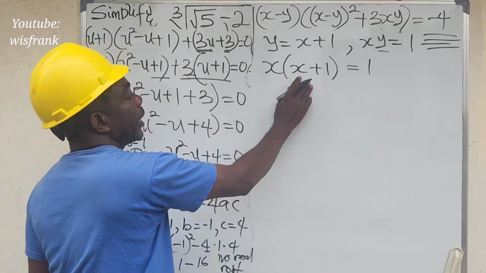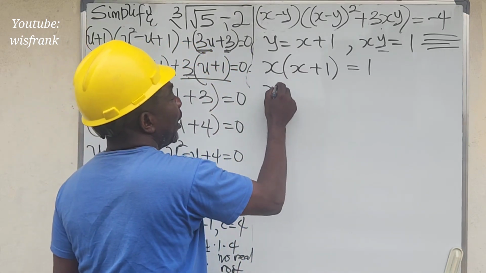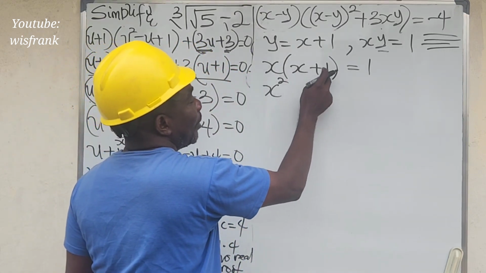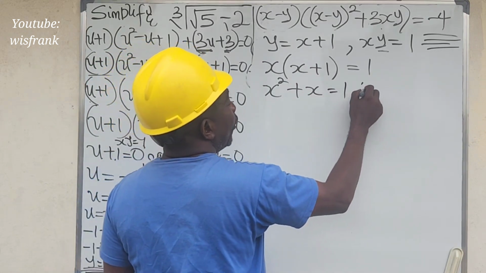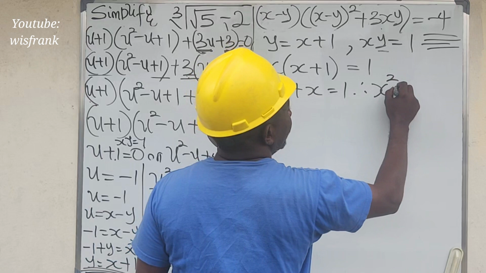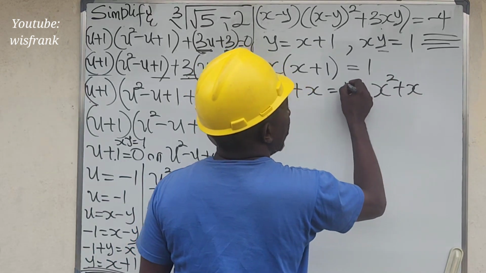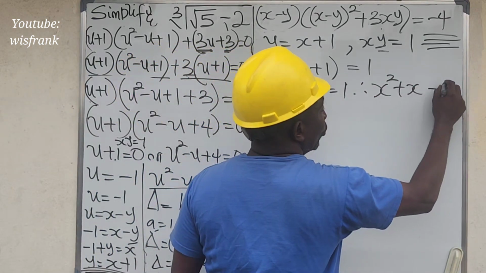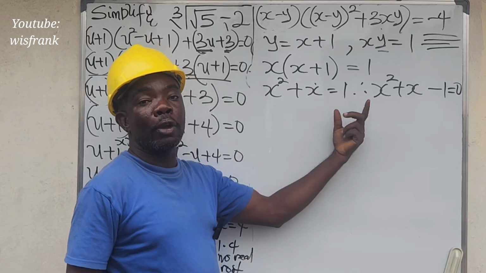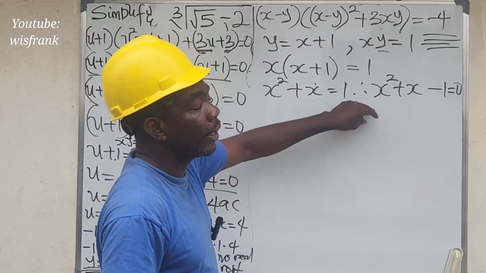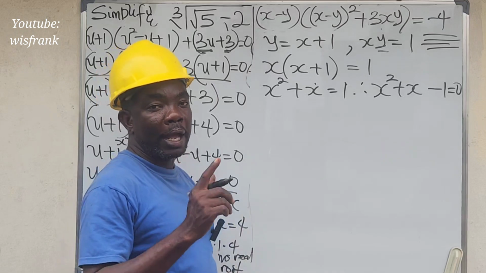So let us expand this. x times x, we have x to the power of 2. x times 1, we have plus x equals 1. Therefore, x to the power of 2 plus x, when 1 transposes to the other side, it becomes minus 1, equals 0. And this is a quadratic equation. We are going to use the quadratic formula for us to find the value of x that we have.